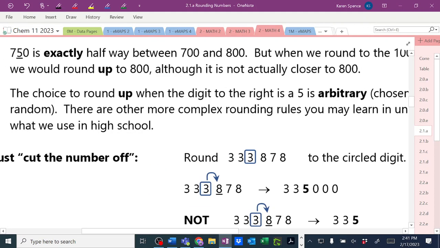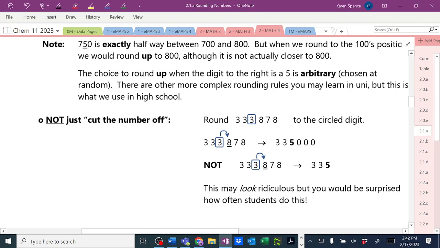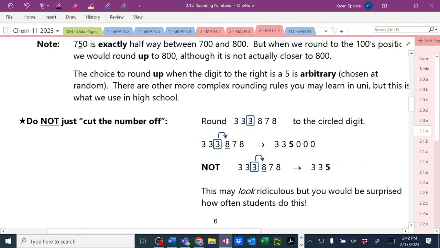Oh, and just to mention it, when we actually have a 5, right in the middle, the choice to round up is an arbitrary choice. That was chosen at random, yes? And in fact, there is a more complex rounding rule that you might learn in university, but I'm not going to teach it to you now because you don't need it. If anyone is interested in how we randomize up and down for 5s, you can come and talk to me about that later. Okay.